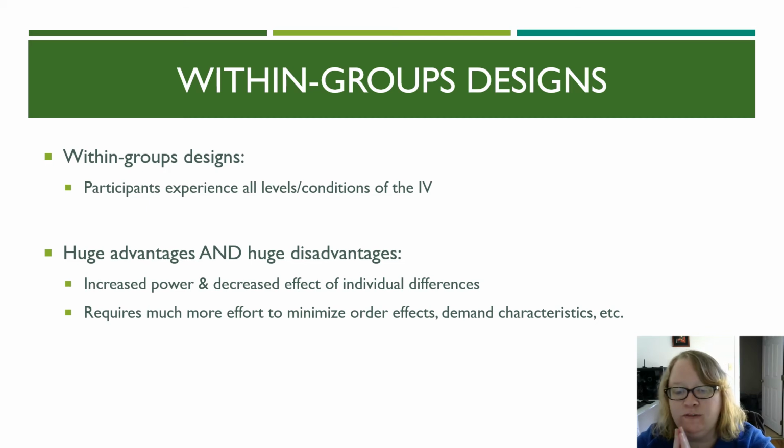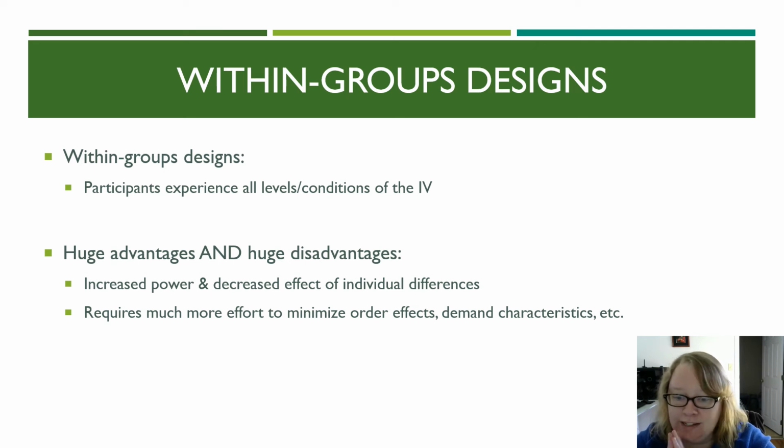So minimizing order effects, that's where you do things like counterbalancing. So with counterbalancing, some people are going to get medium bowl first and then large bowl. The other people are going to get large bowl first and then medium bowl. So that helps to minimize those order effects. You can read more about that in your textbook.